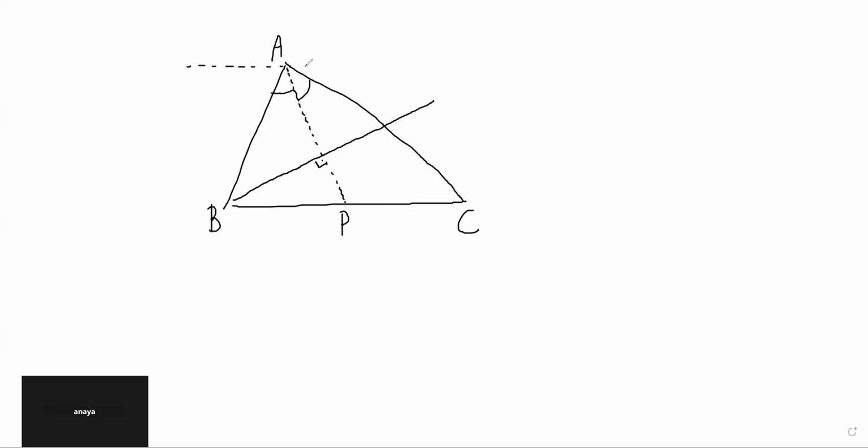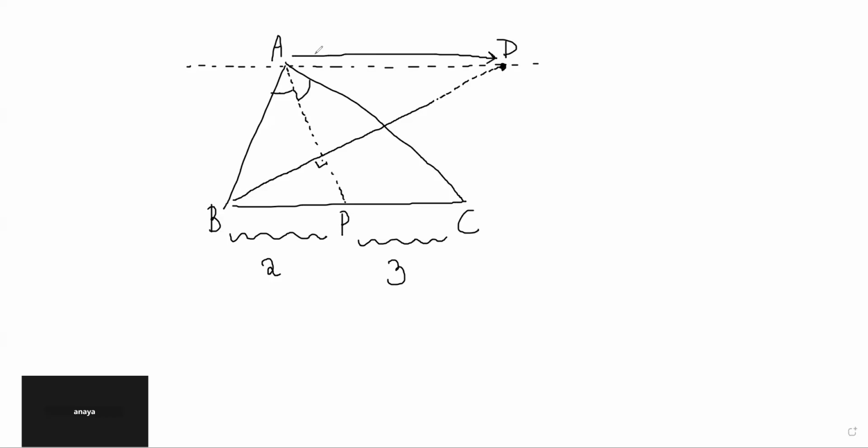So these two lines intersect here. This point is called D. Suppose BP is 2 and PC is 3. You have to find AD.